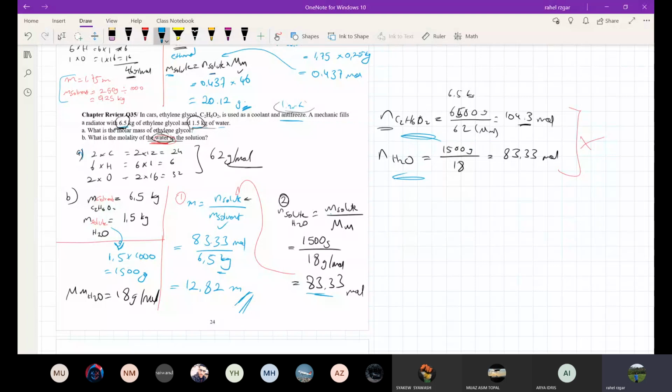So this question was like a review, but the only different thing in this question is to figure out which one is the solute and which one is the solvent. That's all you have to figure out. That was the only problem. All right. Do you have any questions?